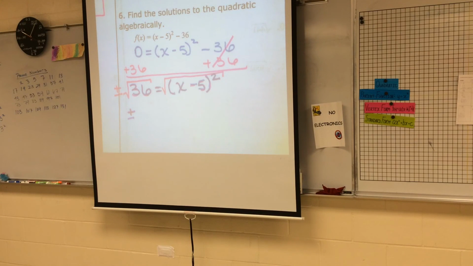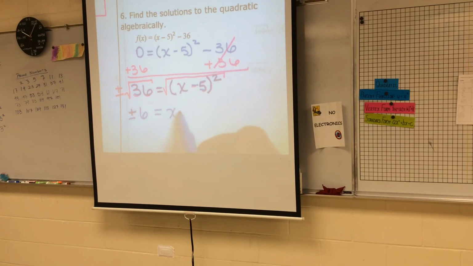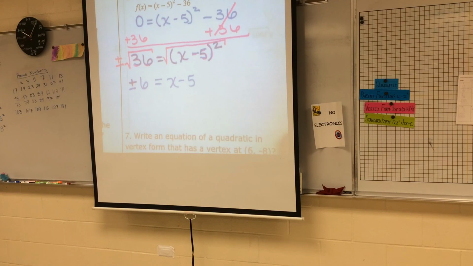What's the square root of 36? 6. Equals. Well, when I take the square root of x minus 5 squared, what happens? It's just going to be x minus 5, because the square root and the squared are inverse operations, right? So they cancel. All right, so now what's the next step to get x by itself? Add 5. So if I add 5 to both sides, now I have 5 plus and minus 6 equals x.